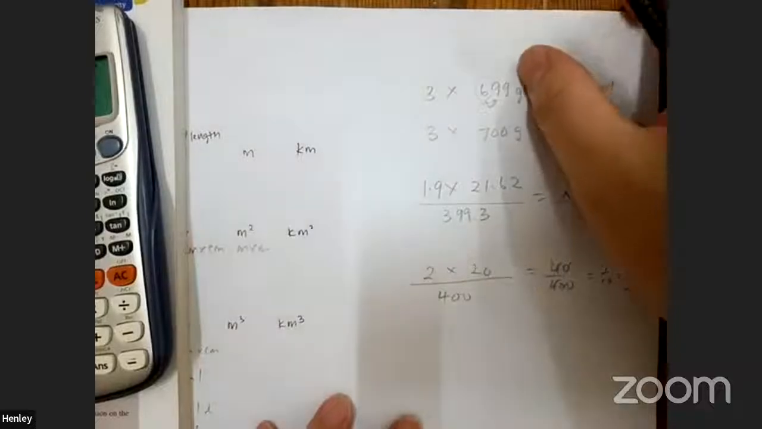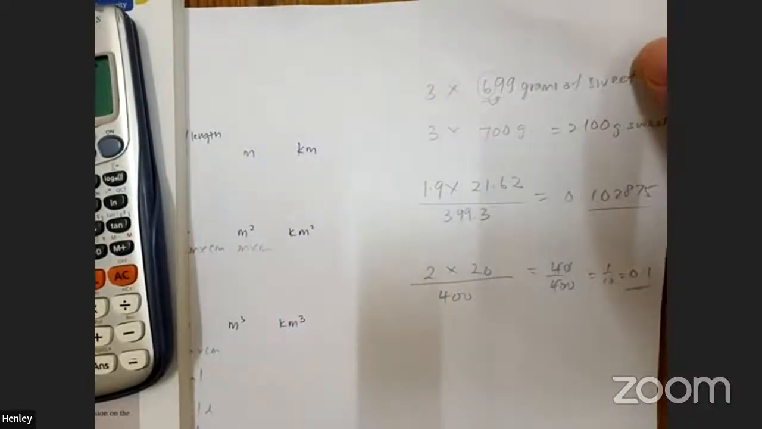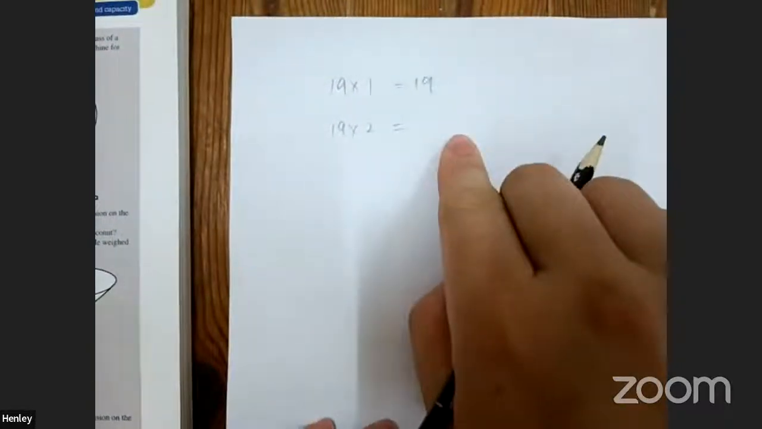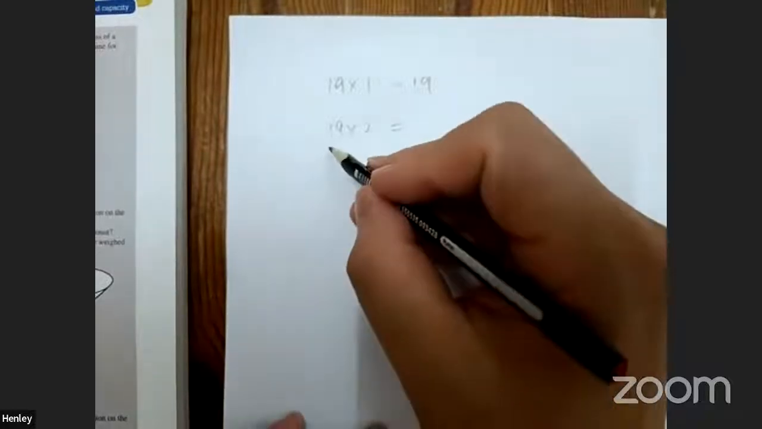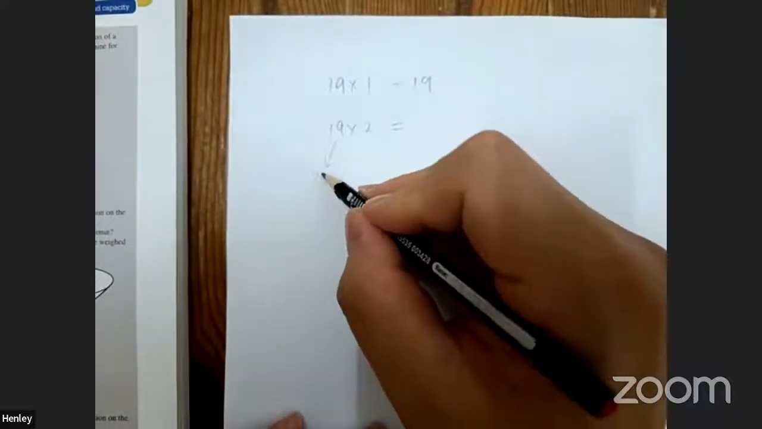Other than this, I can give you some questions on multiples and factors. Another good example: what is 19 times 1? So this one will be 19, right? If 19 times 2, you may face a problem finding this one, but another method is that this is near to 20.